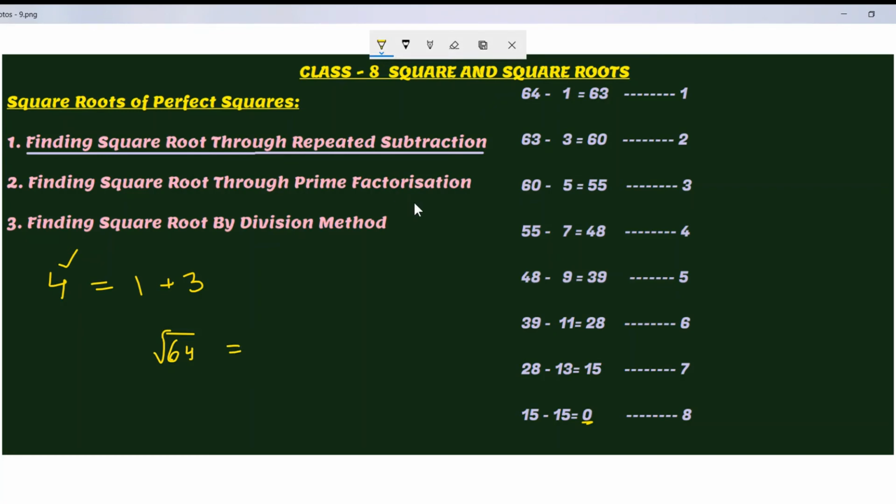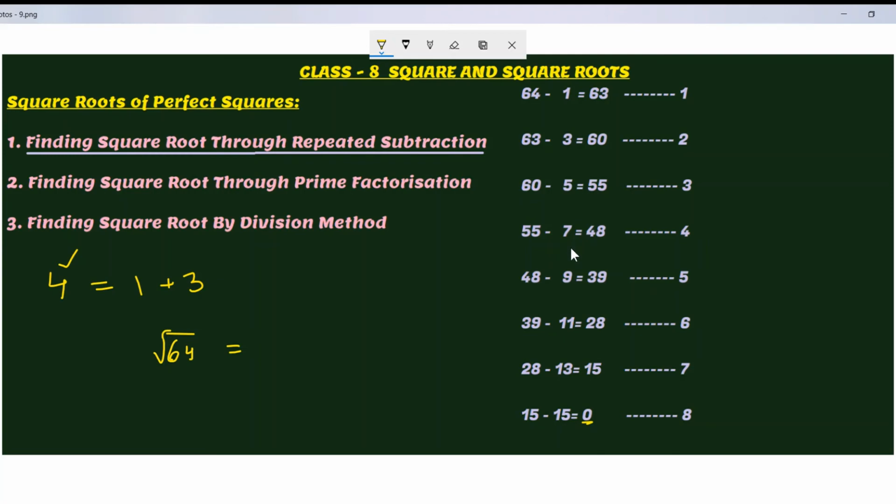For that, you need to subtract successive odd numbers starting from 1 until we get 0. The remainder should be 0. So 64 minus 1 is equivalent to 63, and then write 63 here. Next odd number is 3. 63 minus 3 is equivalent to 60, and then write this 60 here. Next odd number is 5. So 60 minus 5 is 55.